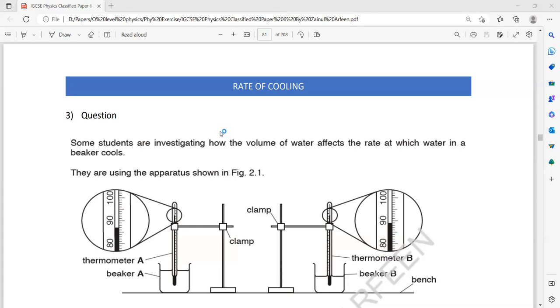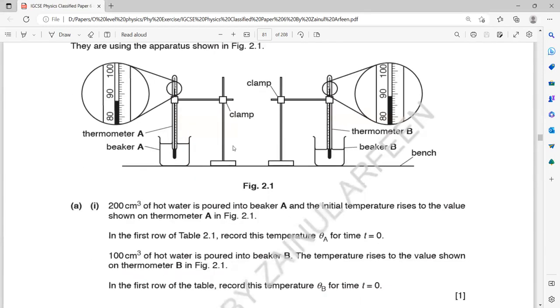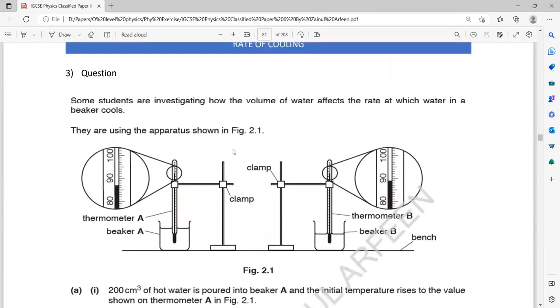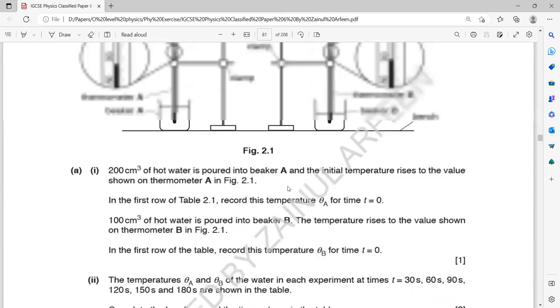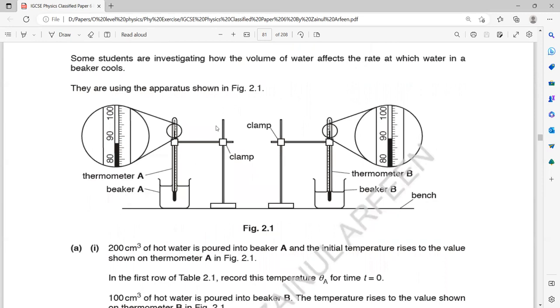So some students are investigating how the volume of water affects the rate at which the water cools in a beaker. We are changing the volume of a liquid and investigating how this amount of liquid can affect the rate of cooling, or how much time it will take to cool down. In the question, 200 cm cube of hot water was poured into a beaker and the initial temperature rise is shown on thermometer A. In the first row of the table, record the initial temperature for thermometer A.